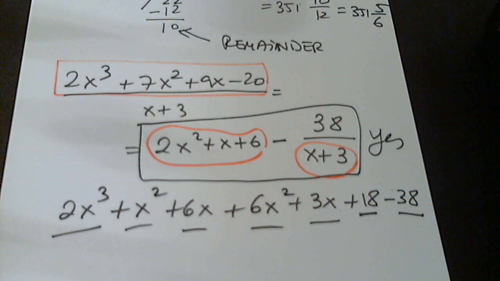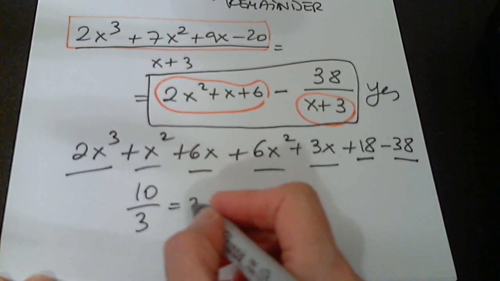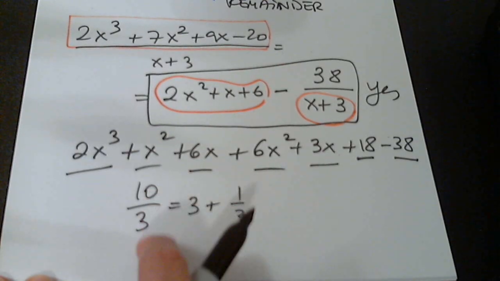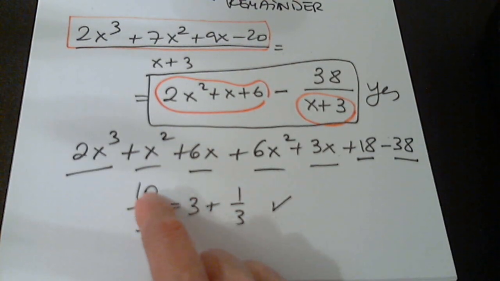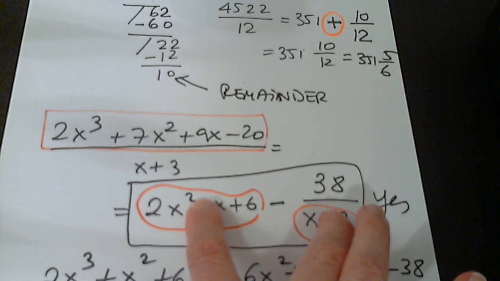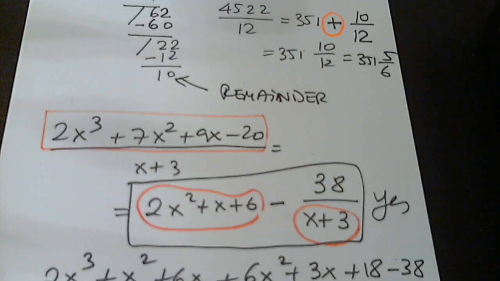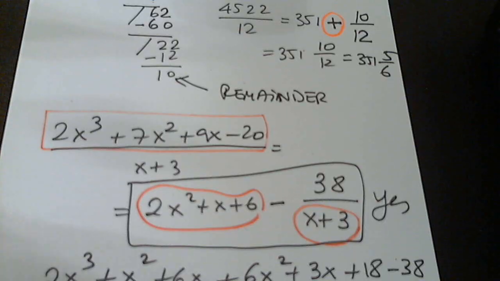I checked. It's like saying 10 divided by 3, is it 3 plus 1/3? I don't know. 3 times 3 plus 1 is 10. So it is indeed correct. This times this plus this has to give us 10. This times this minus 38 has to give us this, and it does. So I know that this is the correct answer. Quotient, remainder, divisor. Yes, I'm ready for another example.